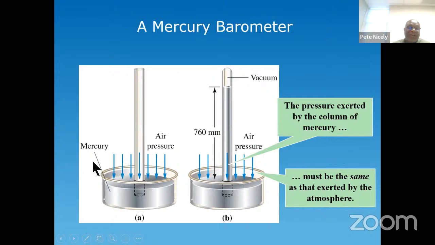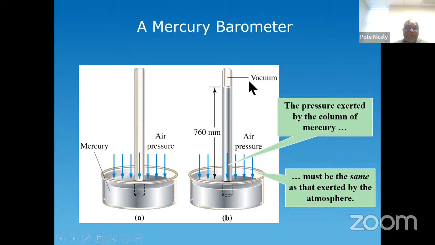So basically what will happen is that the atmosphere will exert a pressure on the surface of the mercury outside the tube, and then you're going to have the atmosphere exerting pressure on the surface of the mercury inside the tube. Because the pressure here is equal to the atmospheric pressure here, they'll be equalized. So therefore the mercury level inside the tube will be the same as the mercury level on the outside of the tube.